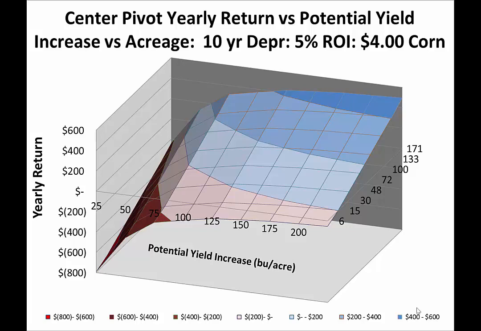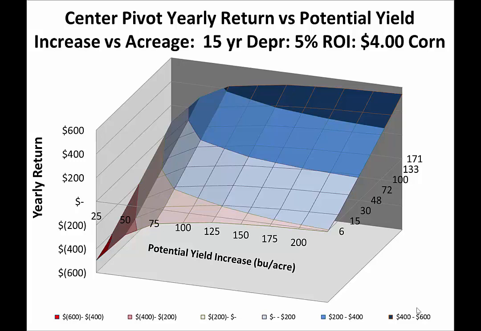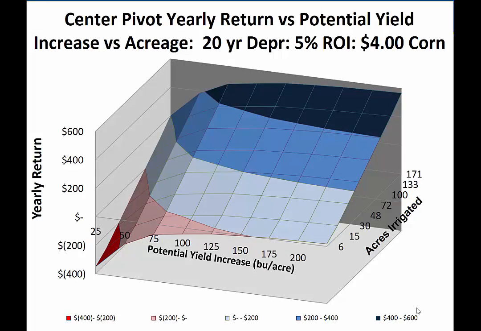Okay, so now we're back to the initial graph with a $4 corn and 10-year depreciation. Look what happens when I go to 15-year depreciation. So if you're comfortable with that, and the neighbors are consistently getting 20, 25 years out of the system, and you're going to be using the same water, maybe you can use 15 years. If you use 20, which I really think is a bad idea, it's a pretty good looking graph.